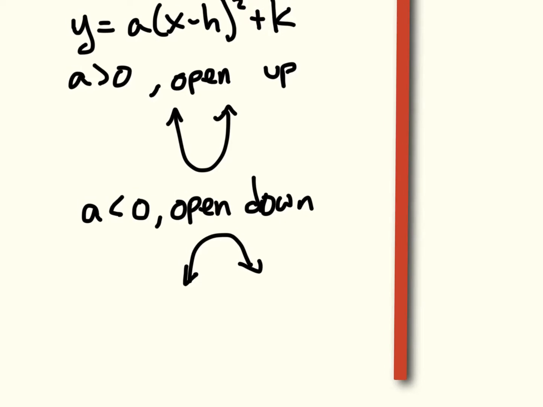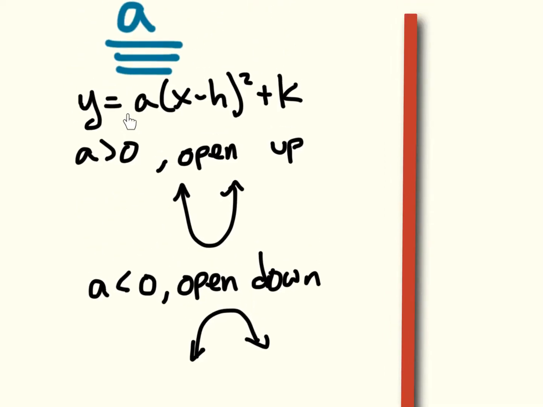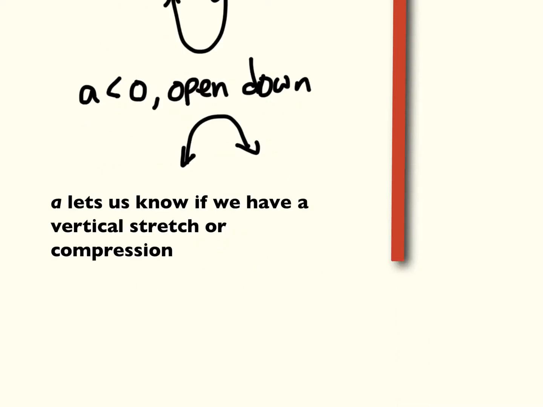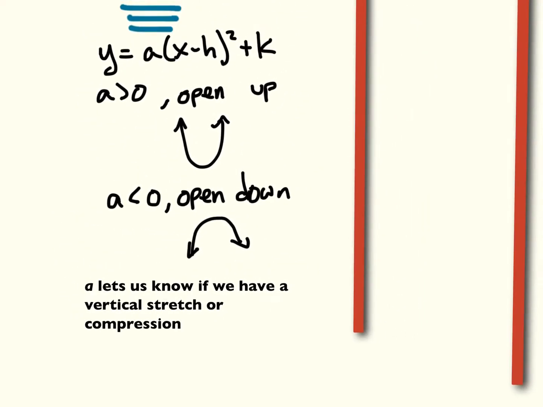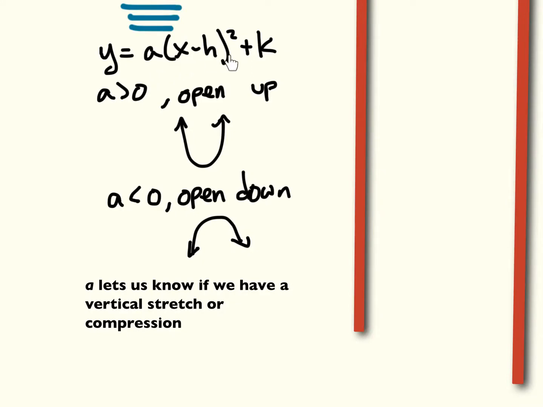Because it's that same a right here, this also tells us whether or not we have a vertical stretch or compression. And the way that we know if it's a stretch or compression, again, is because it's that same a from a times (x minus h) squared plus k. If the absolute value of a is bigger than 1, then we have a vertical stretch. If it's between 0 and 1, we have a compression.